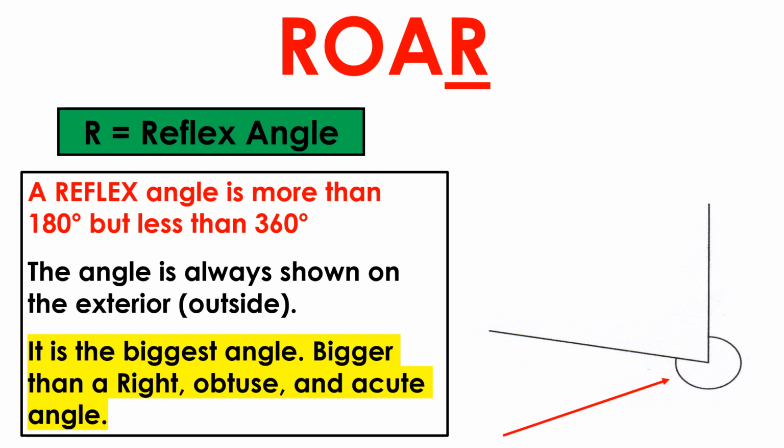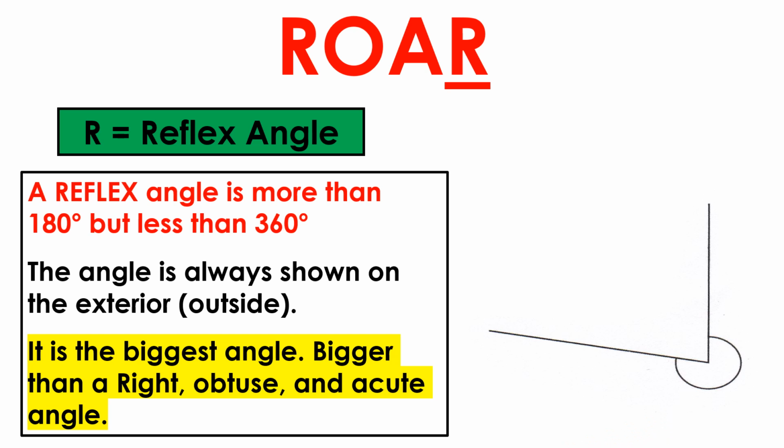So if you remember, when we were looking at the right angle, acute angle and obtuse angle, those angles were on the interior, on the inside. But to help you identify a reflex angle, you would know straight away by seeing the angle on the outside. It is the biggest angle, bigger than a right angle, obtuse and acute angle.